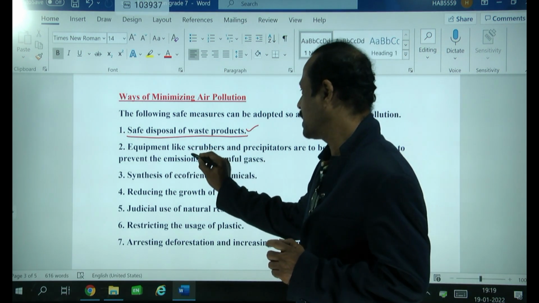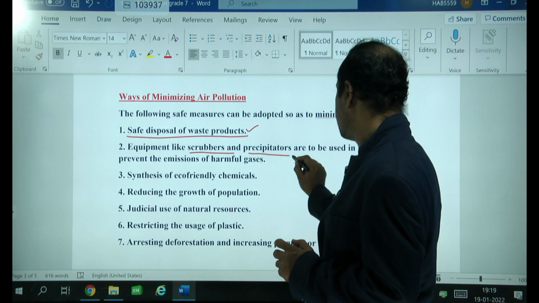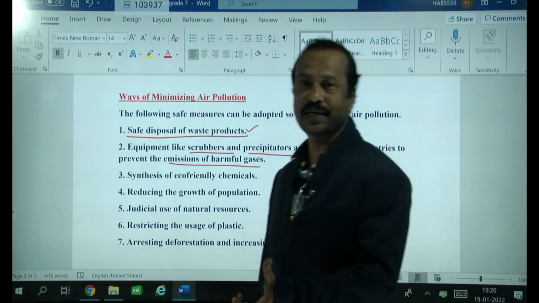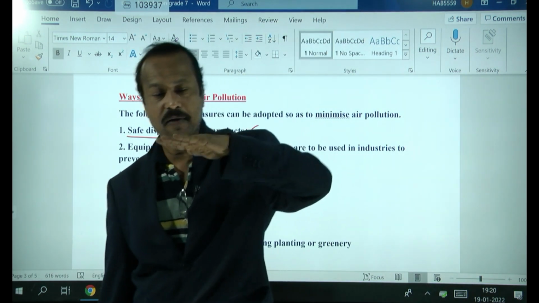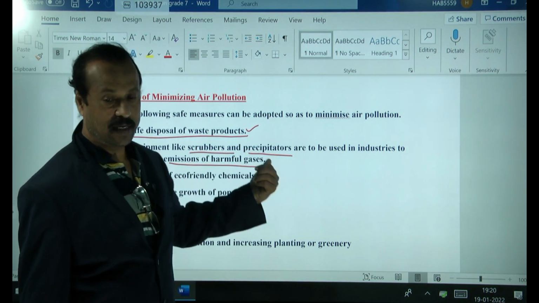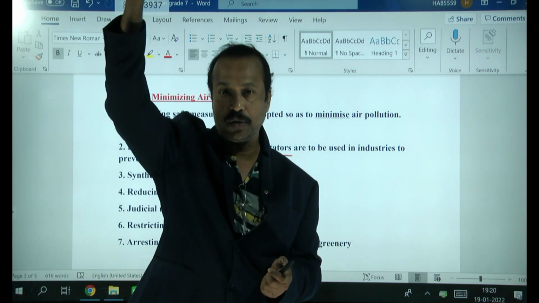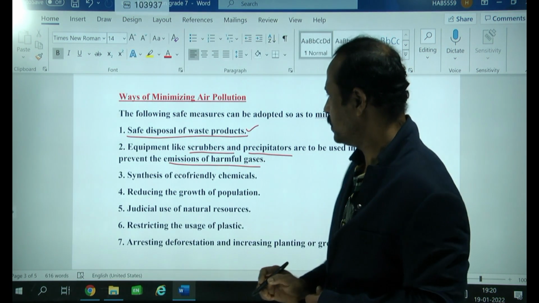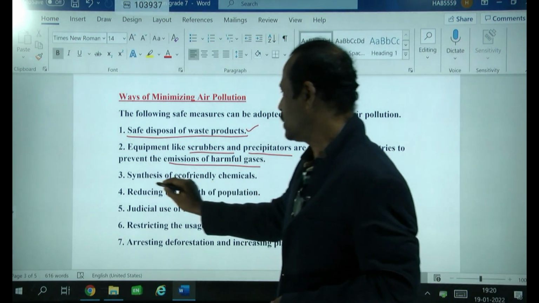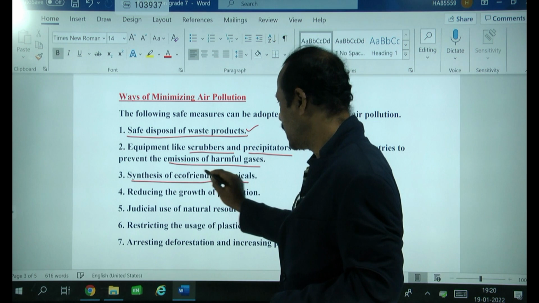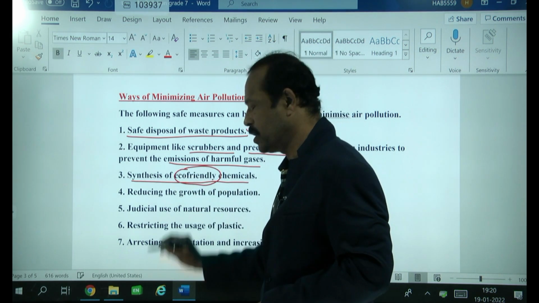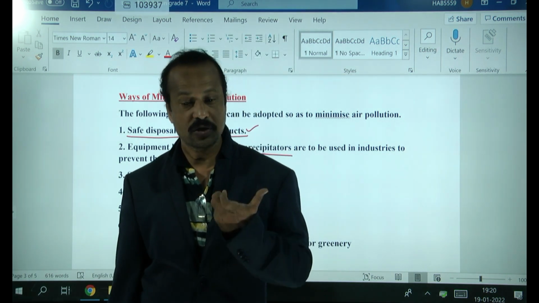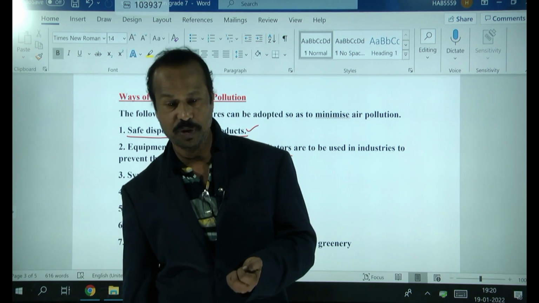Next, equipment like scrubbers and precipitators are to be used in the industries to prevent the emission of harmful gases. When harmful gases are released through the chimney from the industries, we use scrubbers or precipitators so that these particles do not enter the atmosphere and cause air pollution. Right. Third one, synthesis of eco-friendly chemicals. Eco-friendly means which do not cause any harm to the atmosphere. Such types of chemicals should be used.